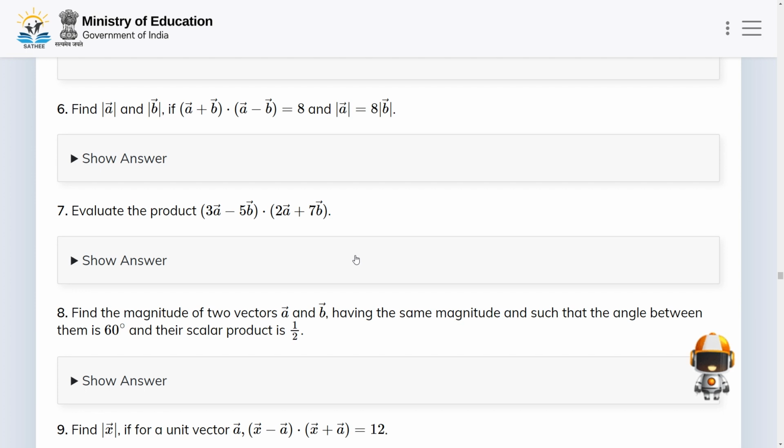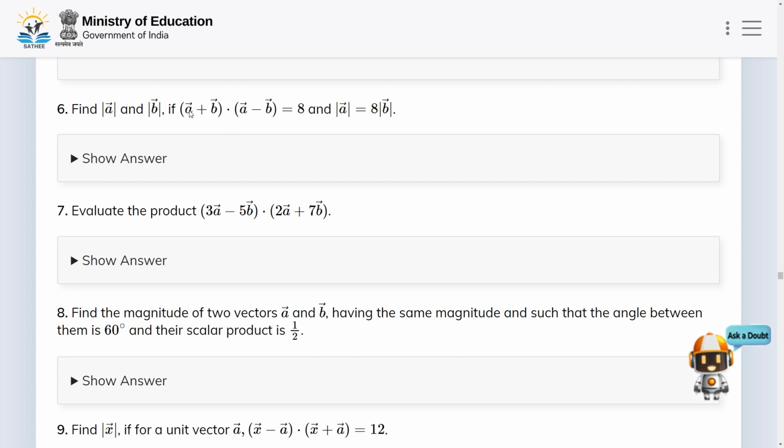Find the magnitude of A and the magnitude of B. You are given that the dot product of the sum of these two vectors A and B and the difference of these two vectors is going to be 8. And also another relation: the magnitude of vector A is equal to 8 times the magnitude of vector B. So how are we going to find them?